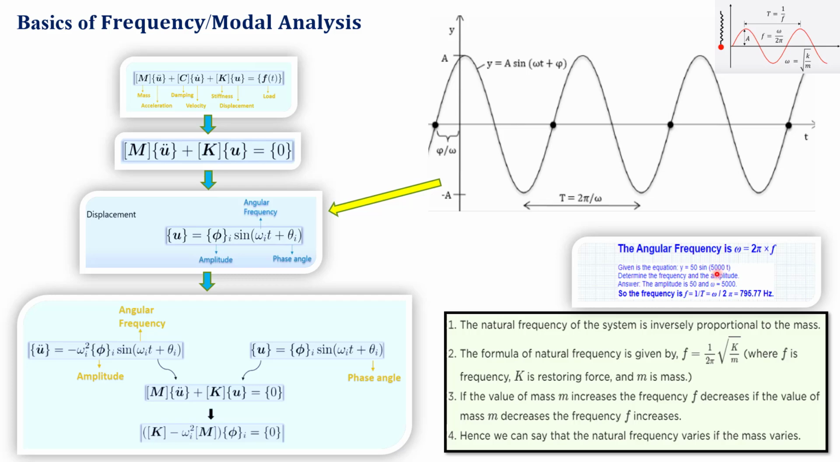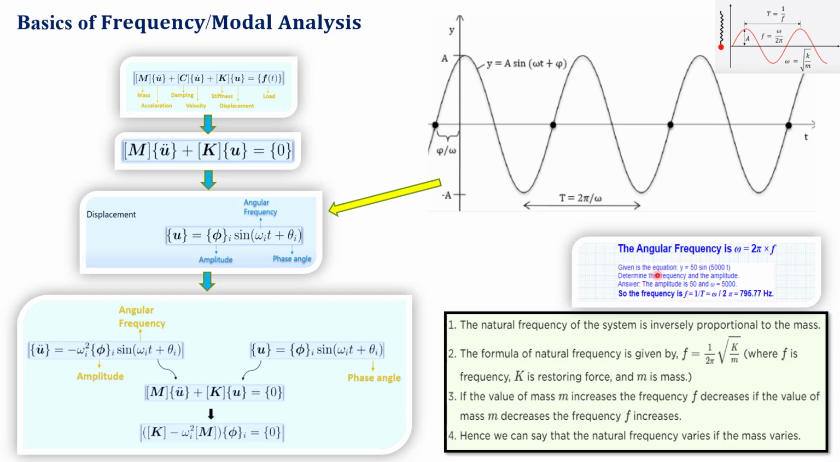Now we have the values: amplitude is this much, angular frequency is this much, so that we can put this in the equation. We know 1 by frequency equals 1 by T, which again equals omega by 2 pi. So we have this value, and we put that here, 5000 by 2 pi, which is equal to 795 hertz. Likewise you can solve it manually. Just an example, don't take it seriously.